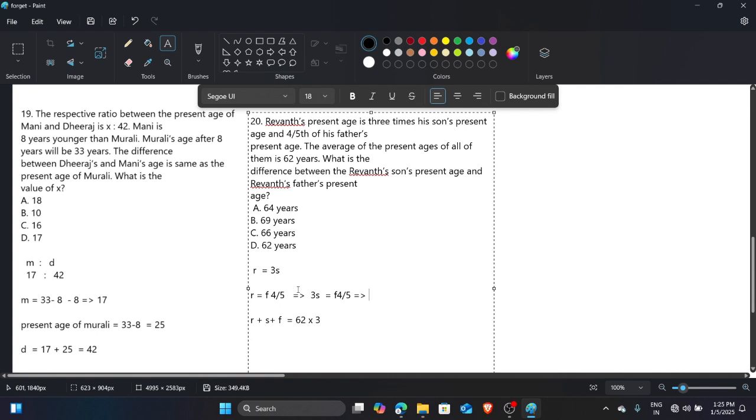Okay, it means s is equal to what? S is equal to f by 15 by 4. Yeah, we get the value of s.